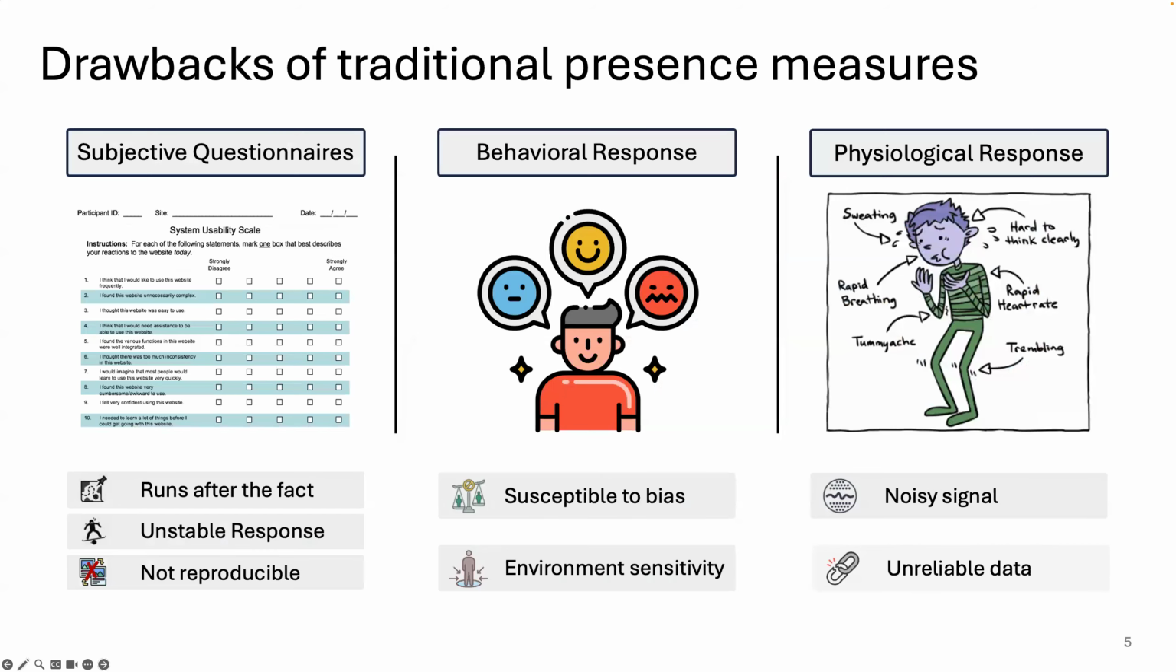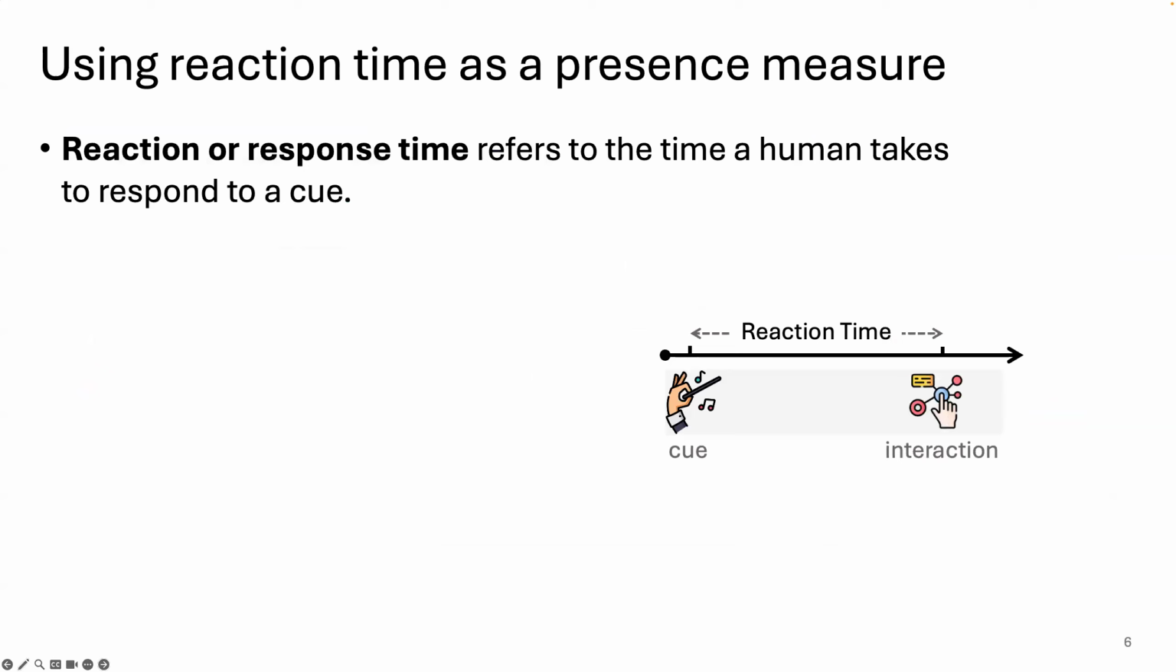Traditionally, presence has been gauged mainly through subjective questionnaires after the fact, and it often produces unstable responses and there is no reproducibility. Behavior and physiological responses are susceptible to bias and can often have unreliable and noisy data, and sometimes are heavily sensitive to the environment. So, as we know, there are multiple drawbacks to traditional presence measures.